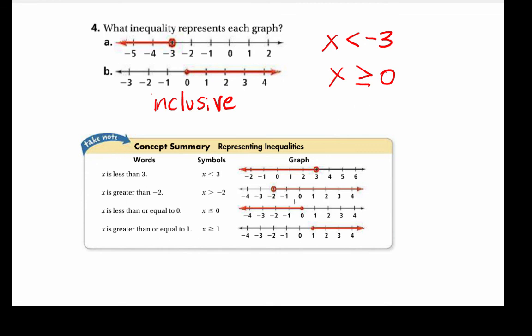Okay, and this box just kind of summarizes things. It kind of makes the connection between words, symbols, and the graph. So you can pause and take a look at those if you'd like.